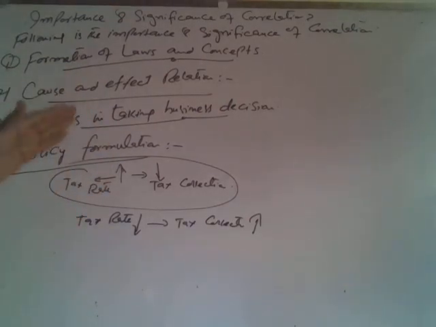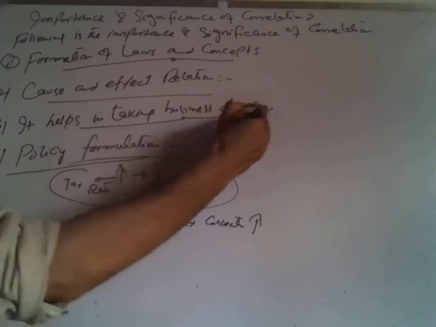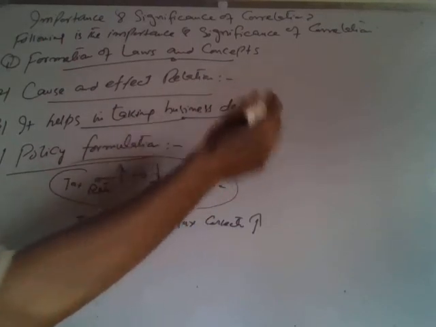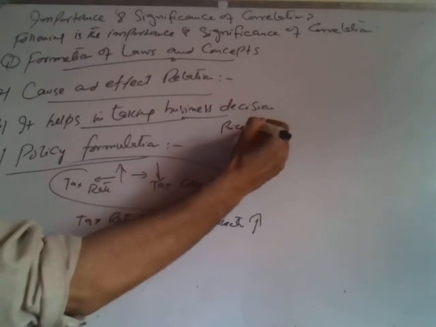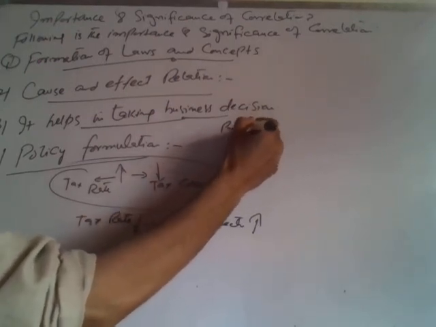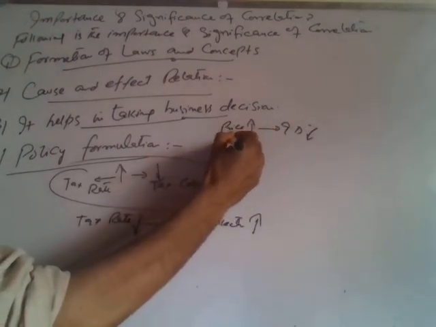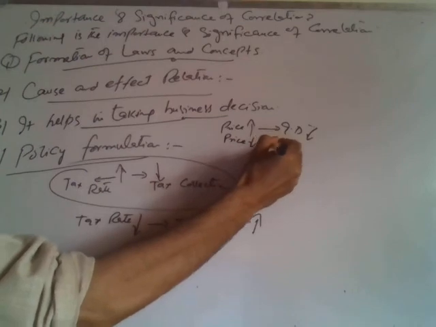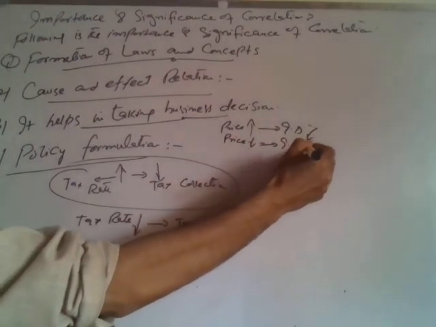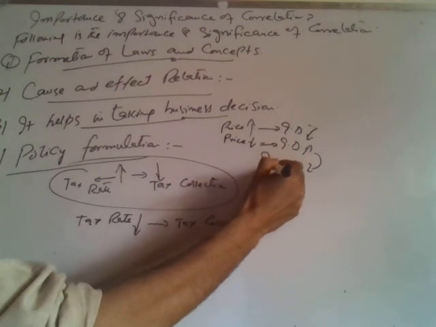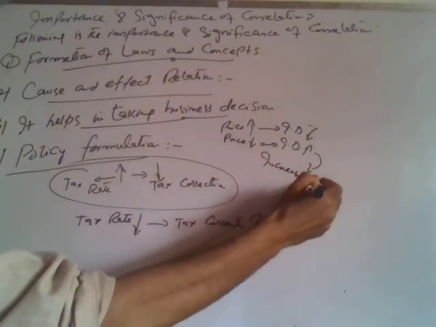Number third is it helps us in taking business decisions. It is helpful for the businessman to see the relationship between the two variables. Accordingly they take the business decisions. For example, if we take the matter of a monopoly, if a monopoly increases prices, his demand may decrease. So it is better for the monopoly to decrease the prices to increase the quantity demanded, which will increase his revenue.